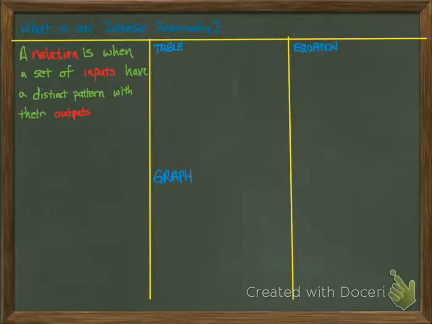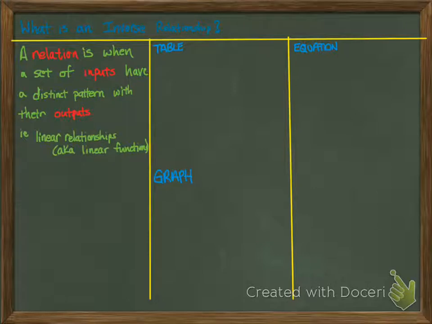We are going to take a look at inverse relationships today, and this is going to lead into our logarithms. So what is an inverse relationship? Well, let's take a look at what a relation is in the first place. A relation is when a set of inputs have a distinct pattern with their outputs. So we've been studying that all year long.